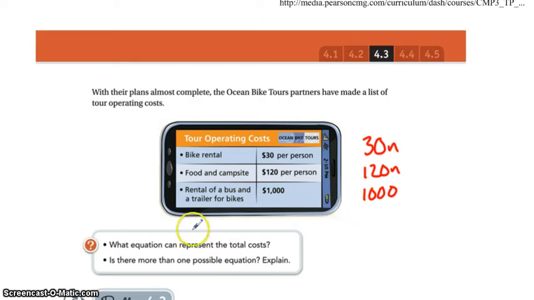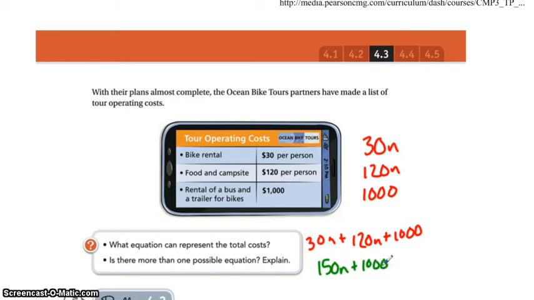So, what equation can represent the total costs here? Well, we have a couple of options. We could simply add them all together. We could add in the 30n for the bike rental, the food and campsite rental, which would be 120n, plus the $1,000. So that's one option. Another option would be that using combining like terms, we would have 30n plus 120n. That would give us 150n plus 1,000.